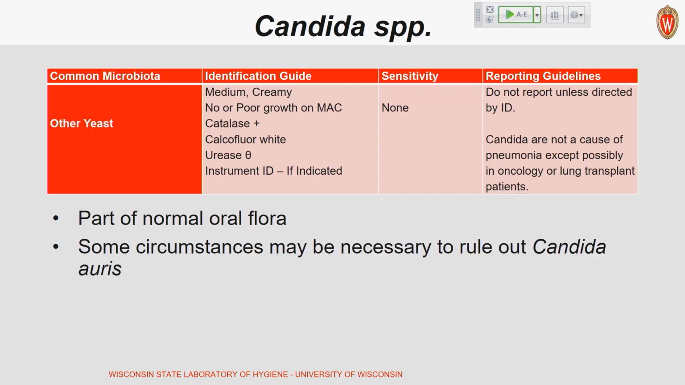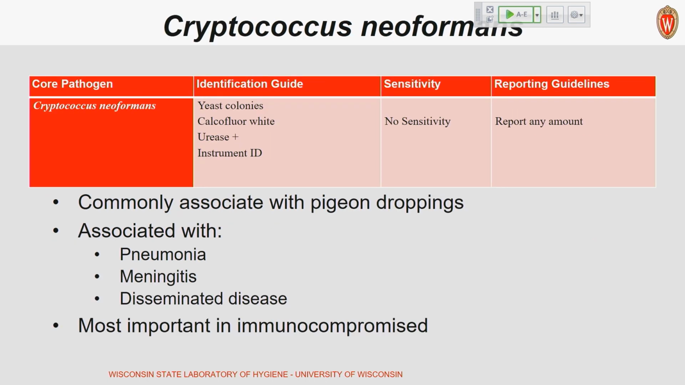In terms of reporting, in the case of Candida, you're really not reporting it routinely, doing that Cryptococcus or yeast, not Cryptococcus type report. But in the case of Cryptococcus neoformans, you are going to report any amount. So associations with pigeon droppings, pneumonia, meningitis, disseminated disease, and most important, in immunocompromised patients.